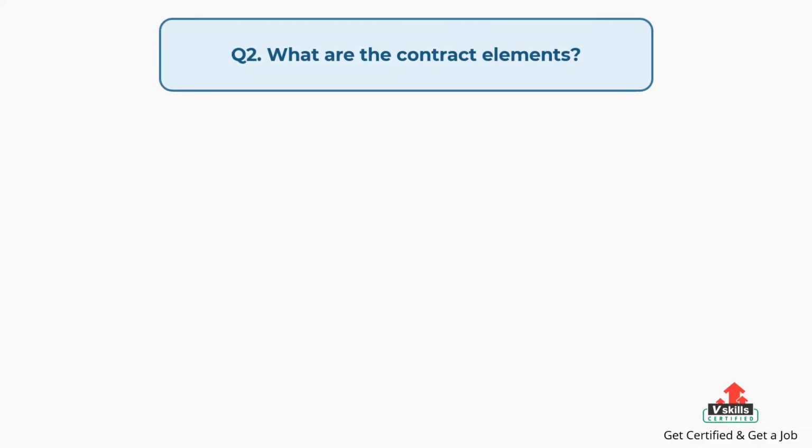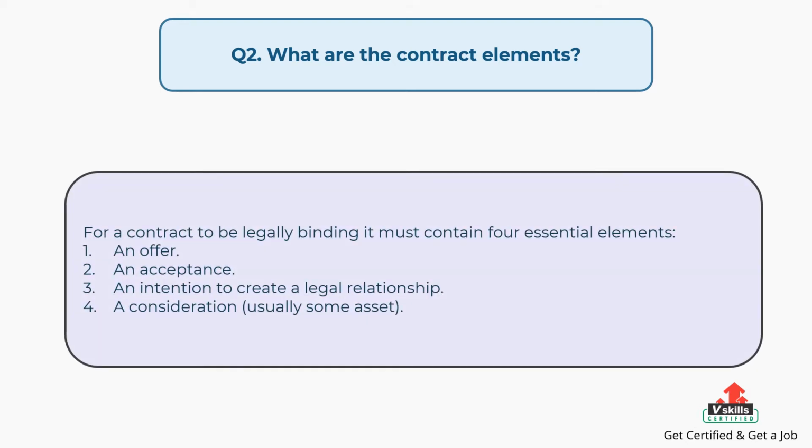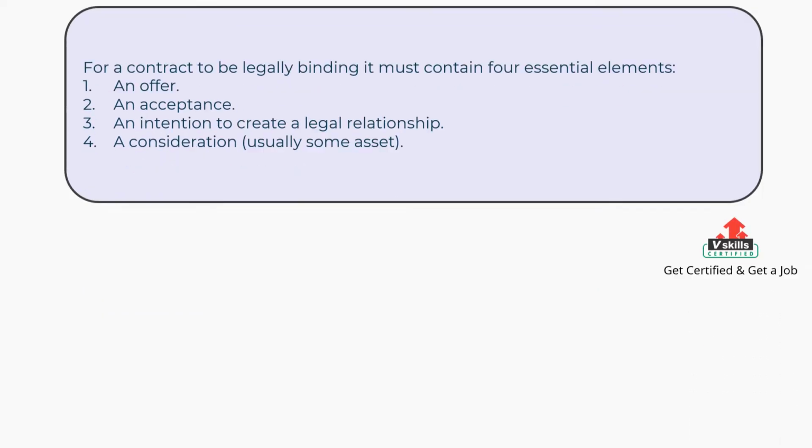Question number 2. What are the contract elements? The answer is, for a contract to be legally binding it must contain 4 essential elements. First, an offer. Second, an acceptance. Third, an intention to create a legal relationship. Fourth, a consideration, usually some asset.